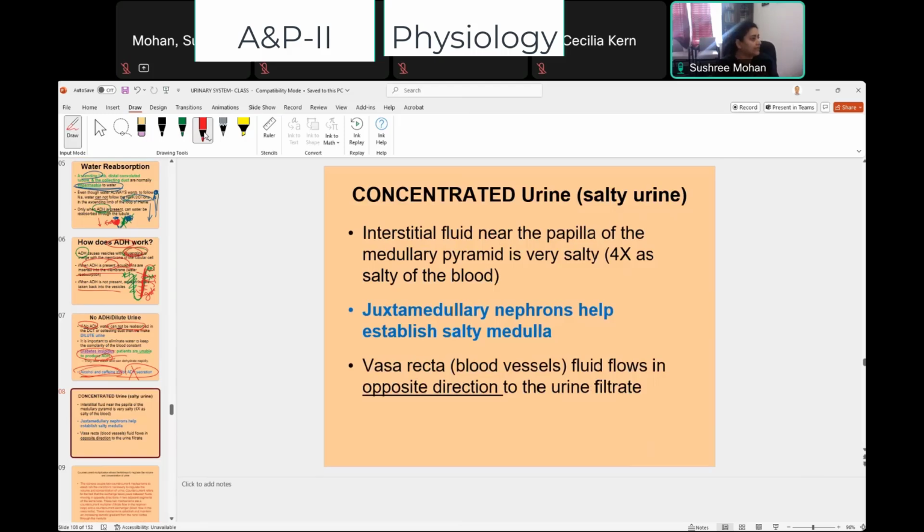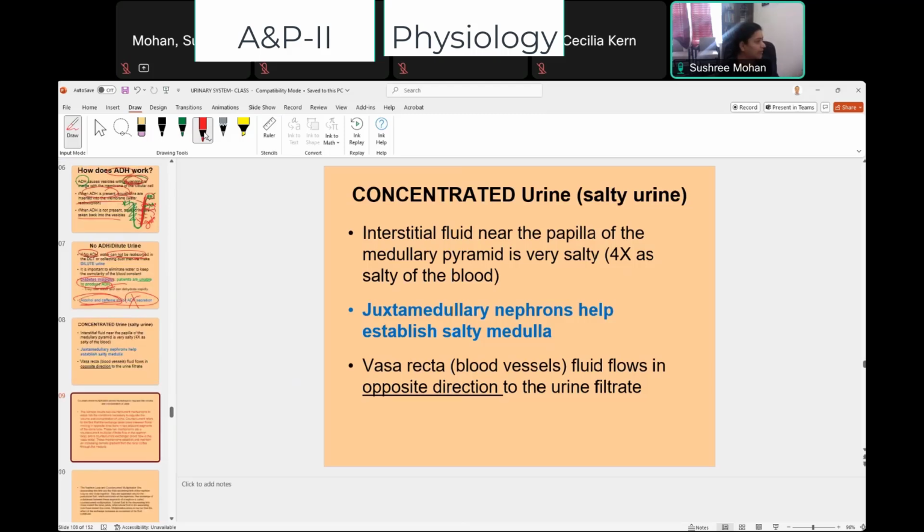So we get concentrated urine, or what's called a salty urine, and the interstitial fluid near the papilla of the medullary pyramid is very salty. So the juxtamedullary nephrons help establish the salty medulla. Vasa recta fluid flows in the opposite direction to the urine filtrate. I have already explained that.